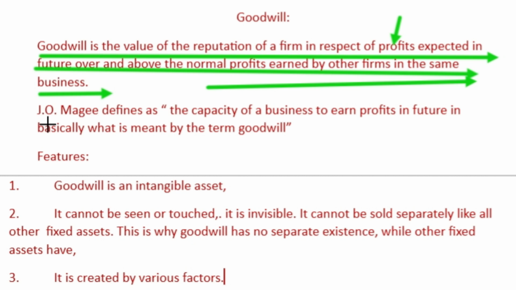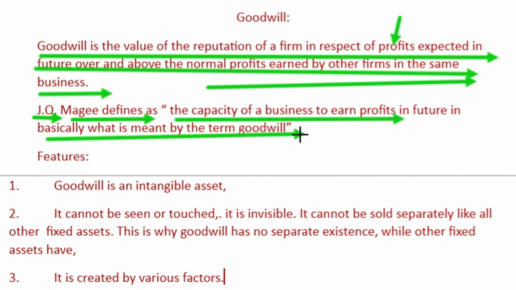The definition is also provided by different authors. I have taken one simple definition of goodwill here. J.O. Magee defined goodwill as the capacity of a business to earn profit in future. This definition says that the business's earning capacity will increase in future because of having goodwill. Goodwill increases the profit amount of the business in the coming period. The existence of a goodwill reputation in the market helps the business earn profit in the upcoming period.